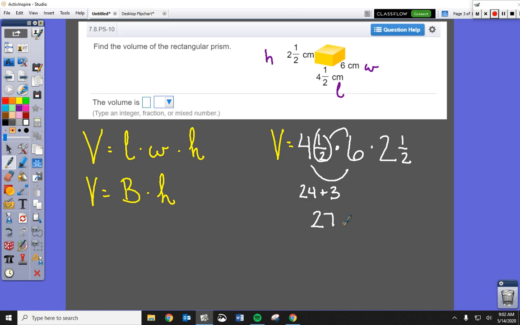Now I go 27 times 2.5. Again, same process here. 27 times 2, double 27, we get 54. Now, what is half of 27? Well, that would give me an extra 13.5. So I combine these two, I'm going to end up with 67.5, and we're dealing with volume here, so it's cubic centimeters. All right? So the next one.